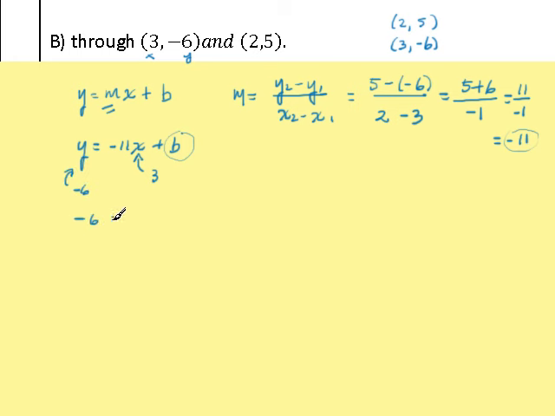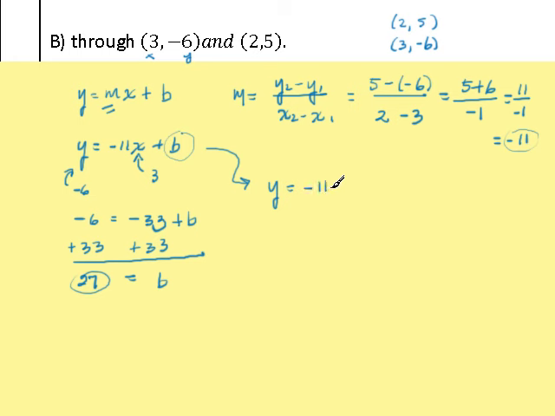So we have minus 6 is equal to minus 33 plus b. And now just add 33 to both sides. And here we have 27 is equal to b. All right, so now we're ready to finish this. So we have y is equal to minus 11x plus 27.